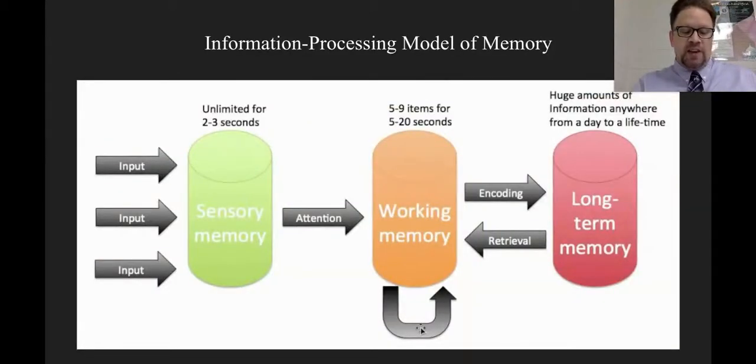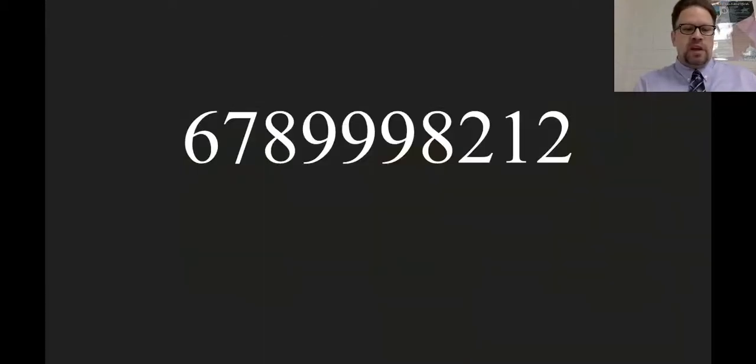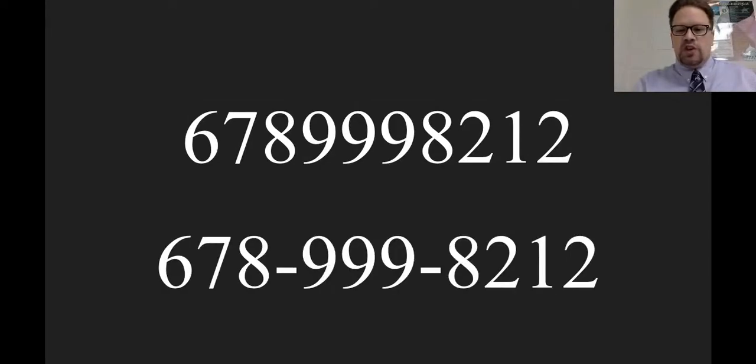Now, the problem of capacity and duration associated with working memory can be improved through what's called chunking and rehearsal. Now, the capacity of working memory can be increased with chunking, which is putting bits of information into meaningful units or chunks. So for instance, if we have a larger number, that can be a difficult one to remember unless we chunk it in some way. So if you put some hyphens into that, it's going to make this particular phone number easier to remember: 678-999-8212.